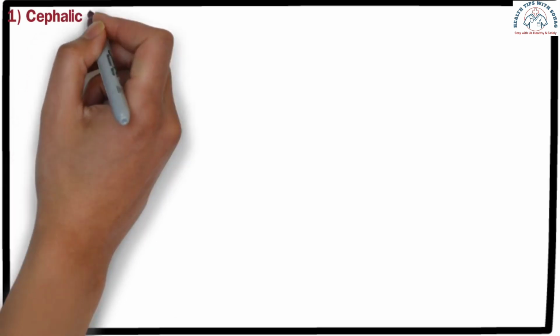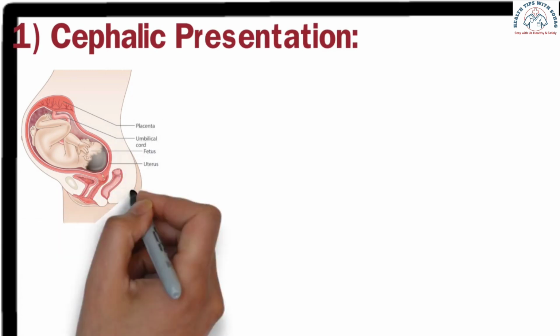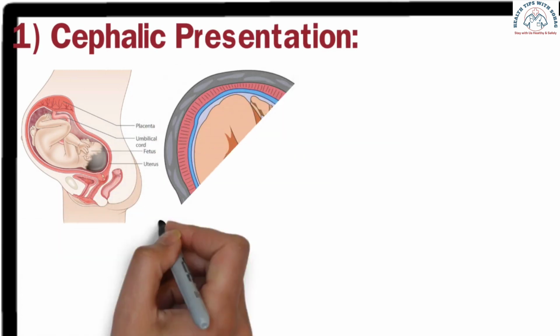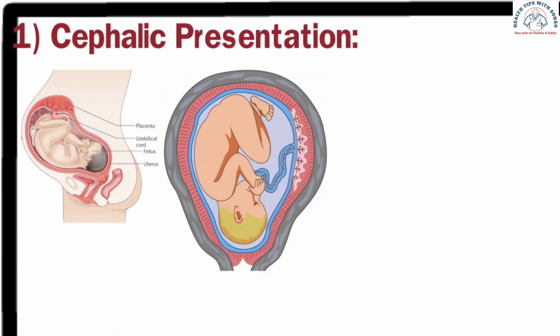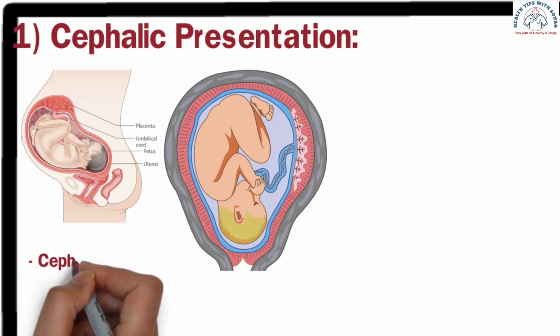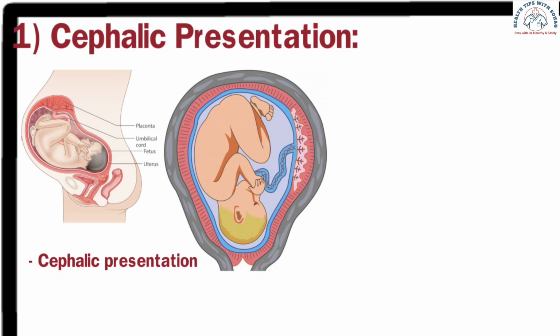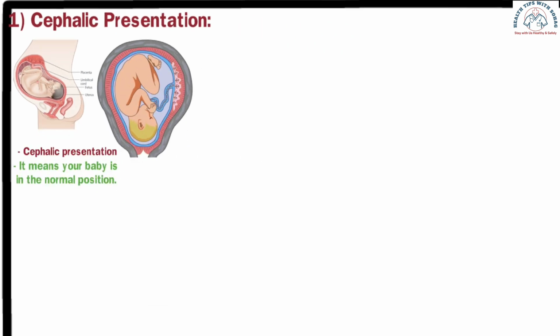Number 1. Cephalic presentation. Typically during pregnancy, the baby's head is positioned downward, with the face turned toward the mother's back, also known as posterior cephalic position. This normal position of the baby is referred to as cephalic presentation in medical terms. Look at the picture. These images show cephalic presentation. If your ultrasound report mentions a cephalic presentation, it means your baby is in the normal position.